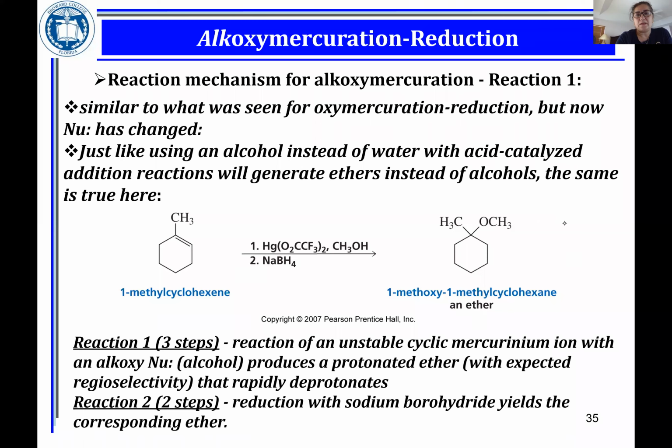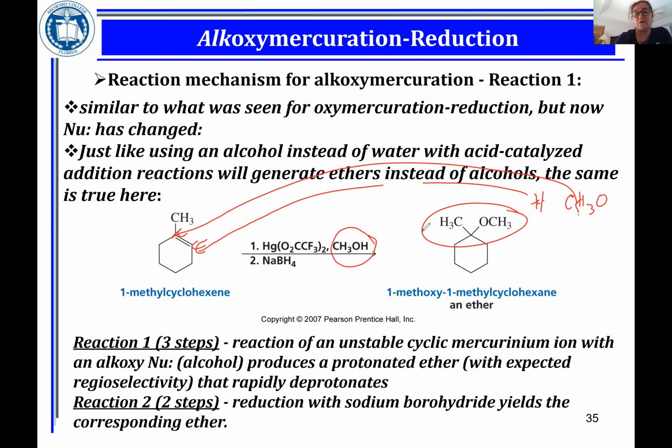Alkoxymercuration-demercuration. In this case, instead of water, you're adding alcohol. And when you add alcohol, you add H and the alkoxy group. I hope that you go back and review the other PowerPoint that I recorded in your class. I said when you're adding alcohol, like methanol, you would add H and you would add CH3O. For Markovnikov addition, H will add to the least substituted carbon and OCH3 will add to the most substituted carbon, and that would give you your product.